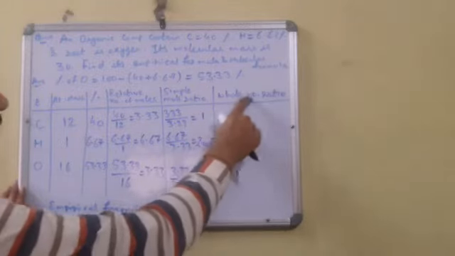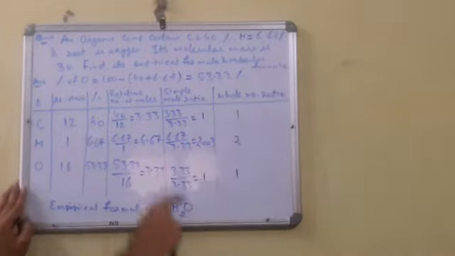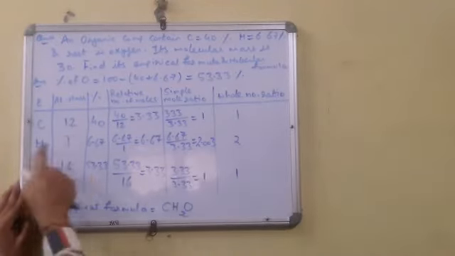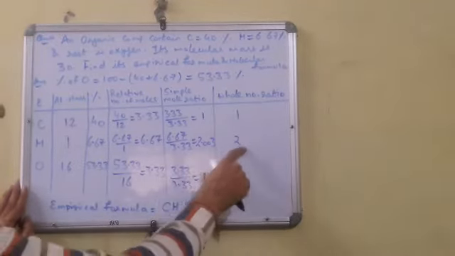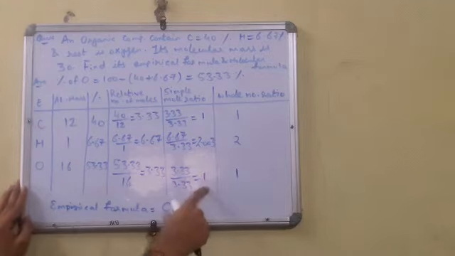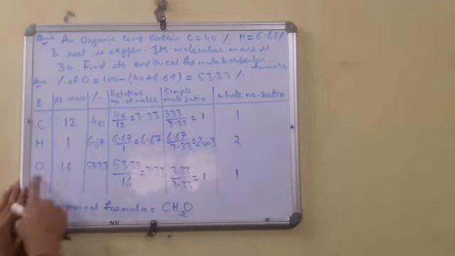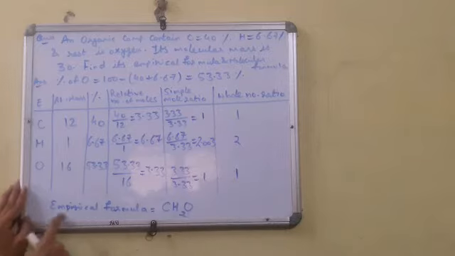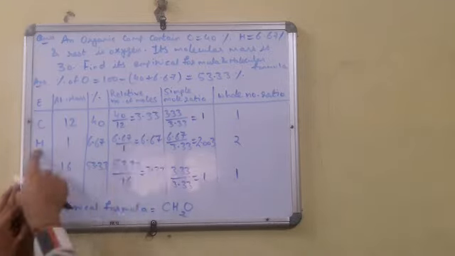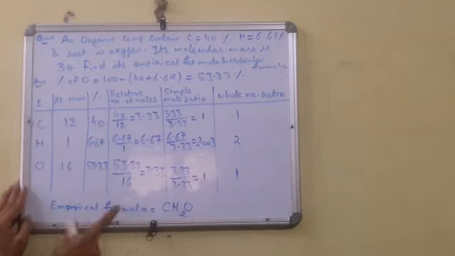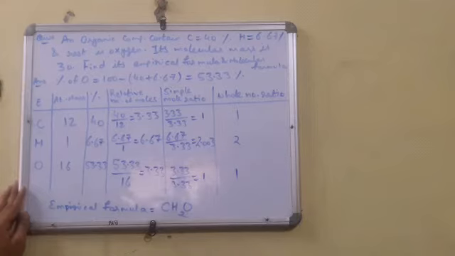Now we write the whole number ratio. We convert them into the simplest whole numbers. It is carbon 1, hydrogen 2.003, rounded off to 2, and oxygen 1. That means carbon 1 atom, hydrogen 2 atoms and oxygen 1 atom. That means the empirical formula will be CH2O. That is the simplest whole number ratio of the elements present in a compound. That is called its empirical formula. Understood?